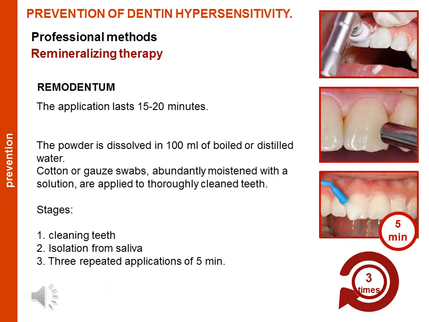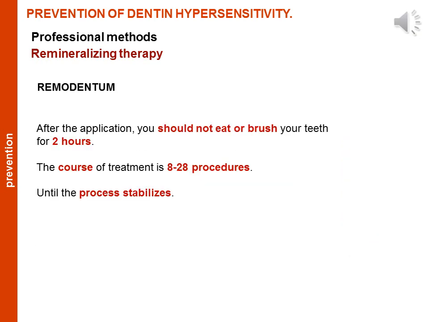The application lasts 20 minutes. The powder is dissolved in 100 ml of boiled or distilled water. Cotton swabs, abundantly moistened with the solution, are applied to thoroughly cleaned teeth. Stages: cleaning teeth, isolation from saliva, 3 repeated applications of 5 minutes. After the application, you should not eat or brush your teeth for 2 hours. The course of treatment is from 8 to 28 procedures until the progress stabilizes.